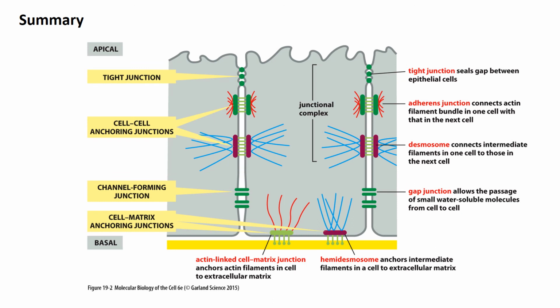Finally, this image summarizes most of what you've heard in this video and the previous video about cell-to-cell and cell-to-matrix adhesion. What's labeled in this image, however, as the actin-linked cell-to-matrix junction is actually referred to as a focal adhesion. The next video will introduce various components of the extracellular matrix.